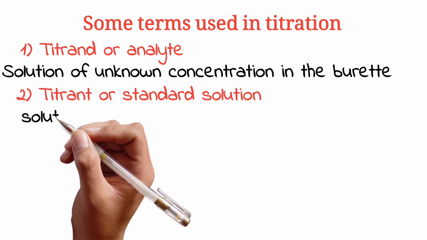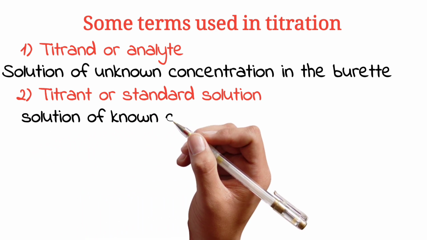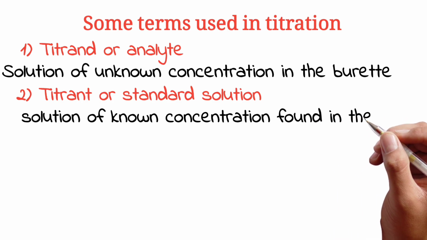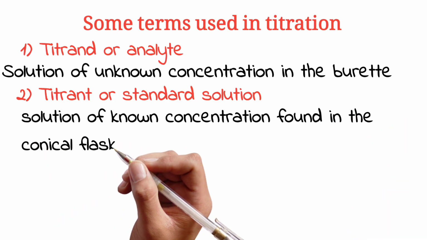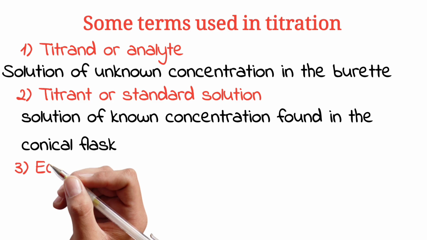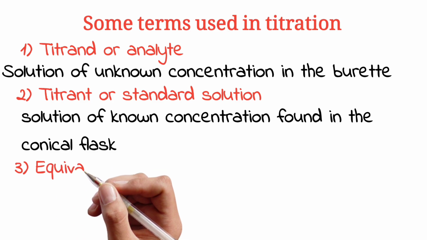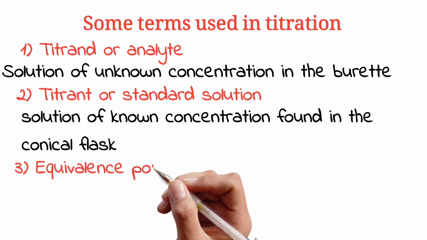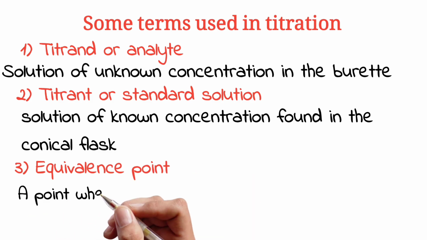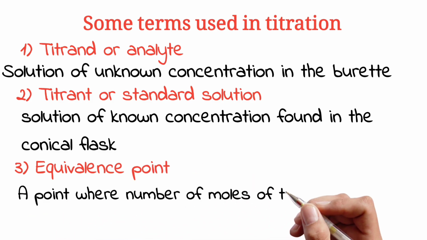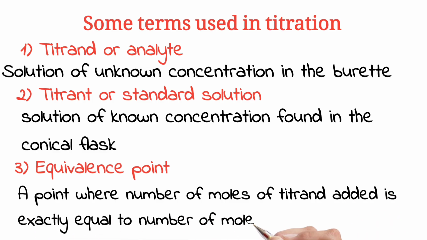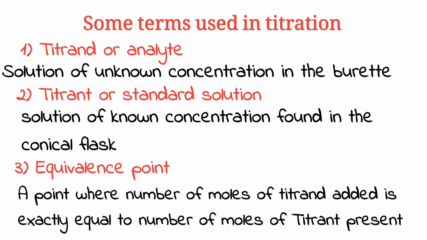We already know what a standard solution is. A standard solution is a solution of known concentration. That was our topic last class, and during titration it is always found in the conical flask. The third one, let's look at the equivalence point. The equivalence point is a point where the number of moles of the titrant added is exactly equal to the number of moles of the titrant present.